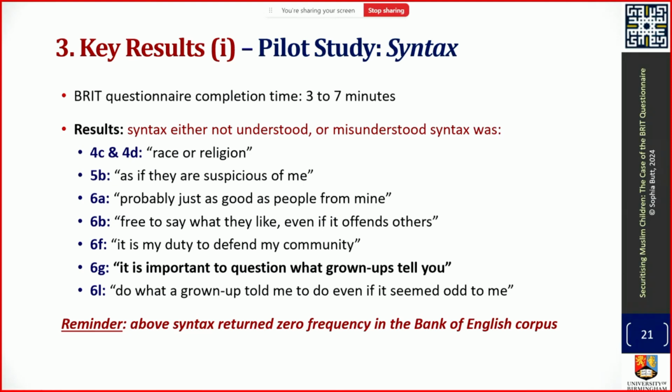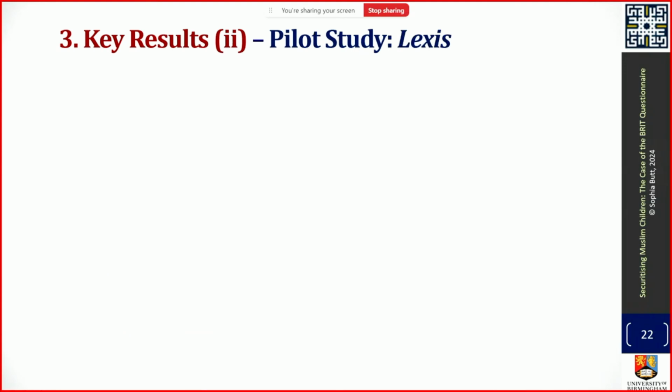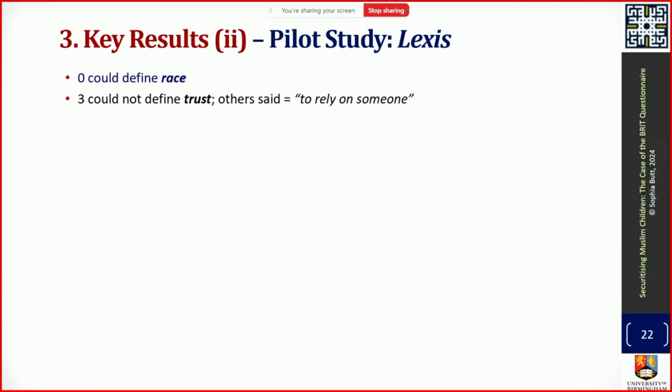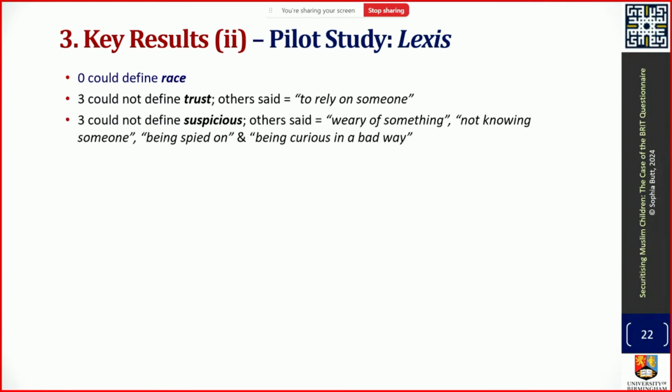So clearly, this then, I thought, okay, let me take a closer look at the lexis and ask them what the various words mean, key words. None of them could define race. 3 could not define trust. 1 said it meant to rely on someone. 3 couldn't define suspicious. Others said to be wary of something, not knowing someone, being spied on, or being curious in a bad way.